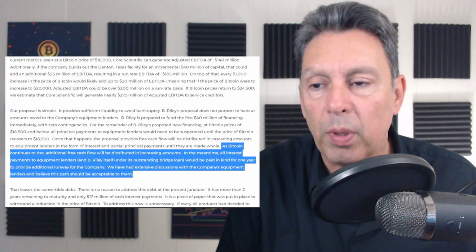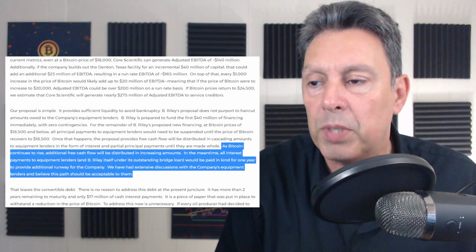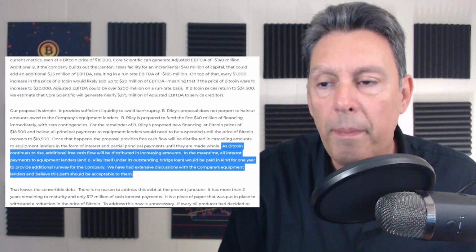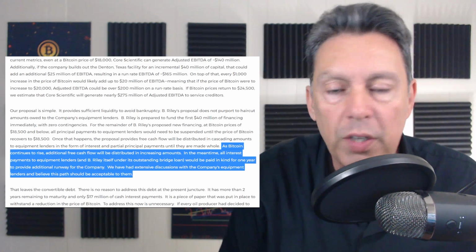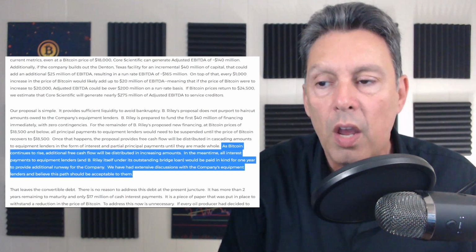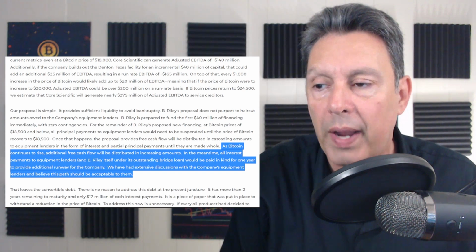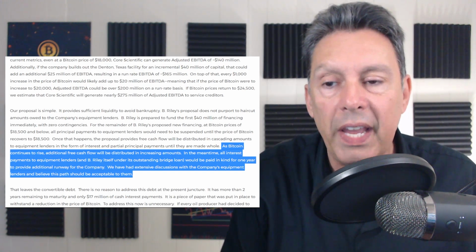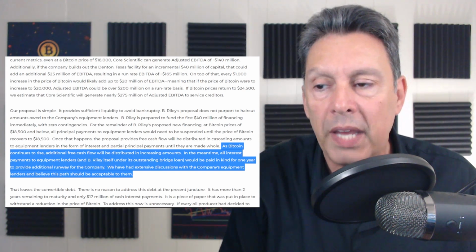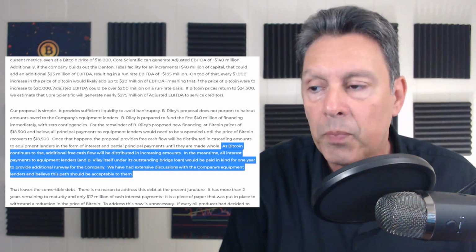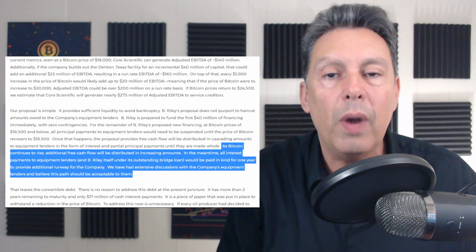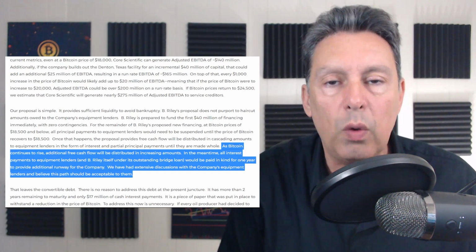Our proposal is simple. It provides sufficient liquidity to avoid bankruptcy. B. Riley's proposal does not purport to haircut amounts owed to the company equipment lenders. B. Riley is prepared to fund the first $40 million of financing immediately with zero contingencies. For the remainder of the B. Riley's proposed new financing at Bitcoin prices of $18,500 and below, all principal payments to equipment lenders would need to be suspended until the price of Bitcoin recovers to $18,500. Okay, so I'm going to show you their list of equipment lenders.